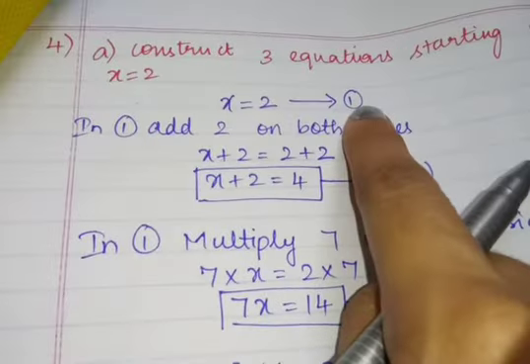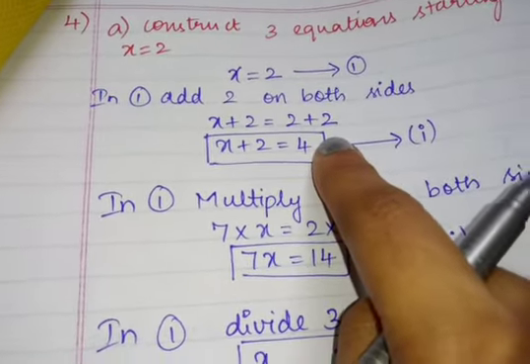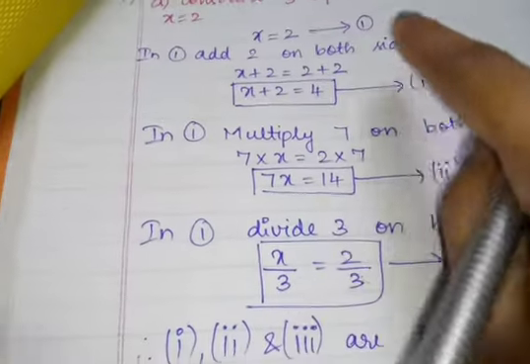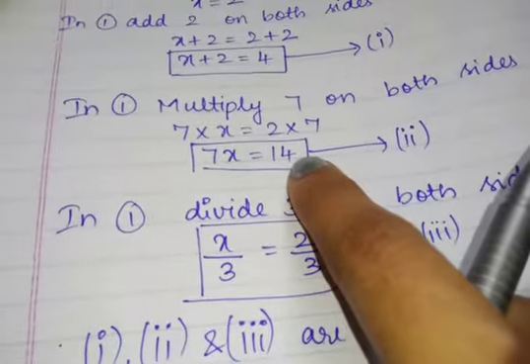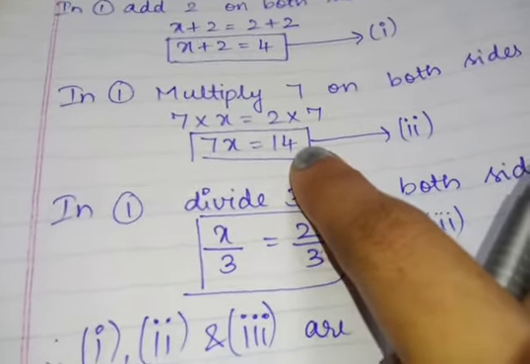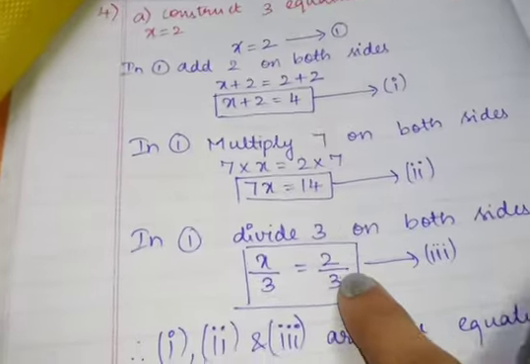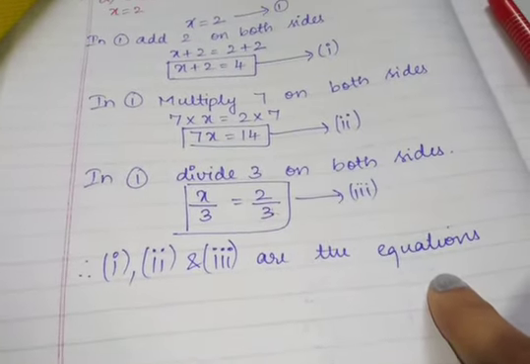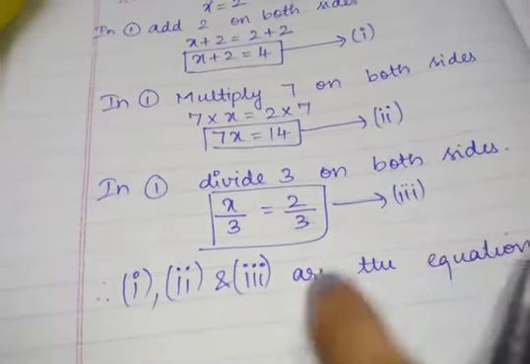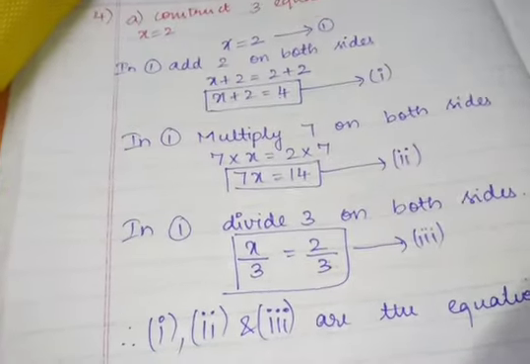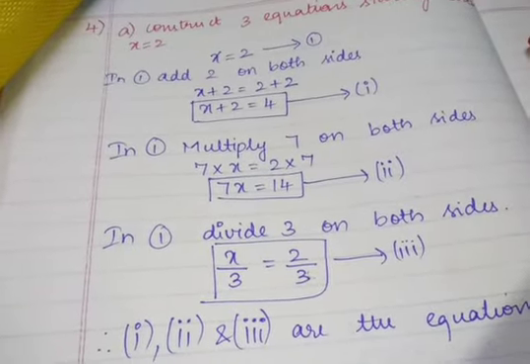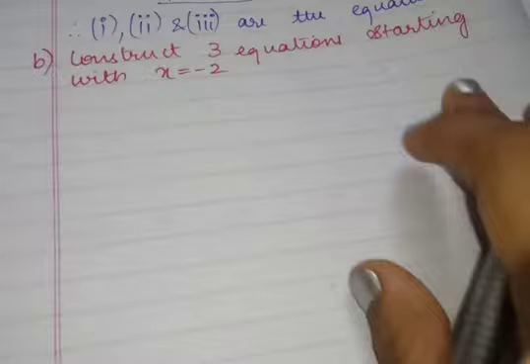Did you understand how I have written? In the first subdivision, I am adding 2 on both the sides and finding one equation. Next, I am multiplying 7 on both sides and finding the second equation. Next, I am dividing 3 on both sides and finding the third equation. Therefore, the first, second and third subdivisions are the equations we have got using x is equal to 2. Understood?